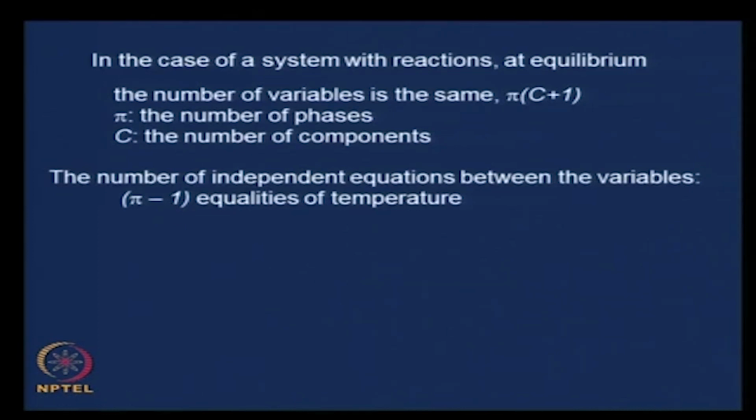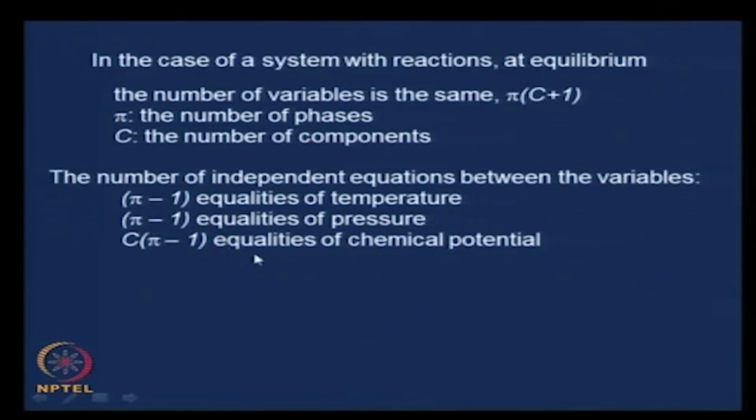So if there are pi phases, you could consider that one composite equation as pi minus 1 equalities of temperature. In a similar fashion, there were pi minus 1 equalities of pressure, which corresponds to equation 5.2, and pi minus 1 equalities of chemical potential for each component, and we can write one for each component, and therefore the total number of such equalities of chemical potential is C times (pi minus 1). So all this remains the same even for a system with reactions at equilibrium.